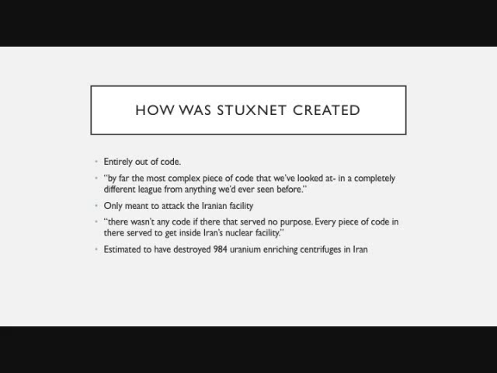After an extensive study of the code, it was determined that, quote, there wasn't any code in there that served no purpose. Every piece of code in there served to get inside Iran's nuclear facility, unquote. As a result of Stuxnet, it is estimated that it destroyed 984 uranium-enriching centrifuges in Iran, which constitutes a 30% decrease in enrichment efficiency.